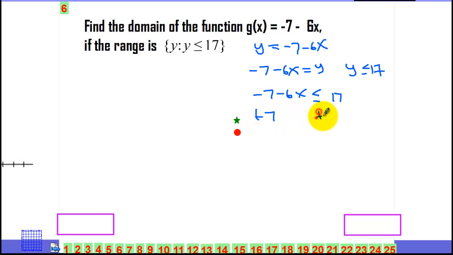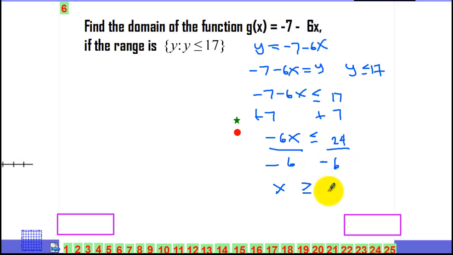Add 7 to both sides. So negative 6x less than or equal to 24. And then divide by negative 6. Since we divided by a negative, we have to flip our inequality. 24 divided by negative 6 is equal to negative 4. So this will be our domain if the range is less than or equal to 17.